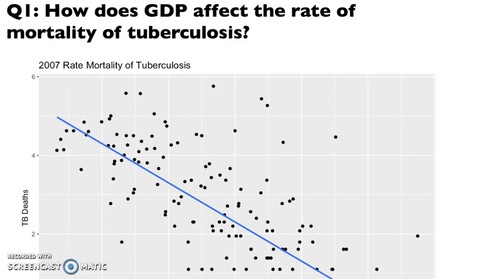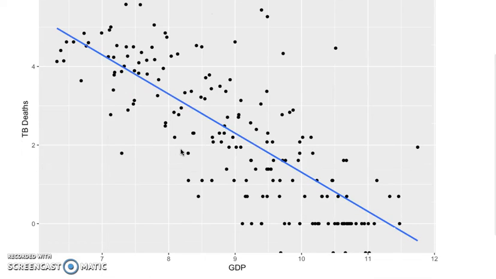Okay, so here we see our rate of mortality compared to GDP. On this side we have the log of our tuberculosis deaths and our GDP over here. We see that as the GDP gets higher, tuberculosis gets lower. This is a decent correlation that's in the negative area. We'll have to talk later about the values of these correlations.